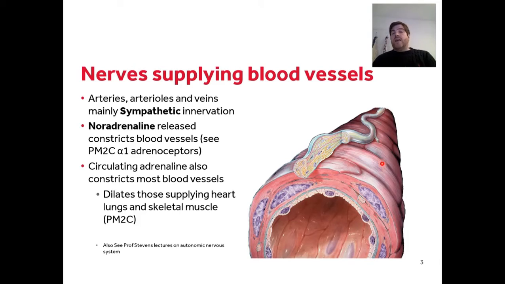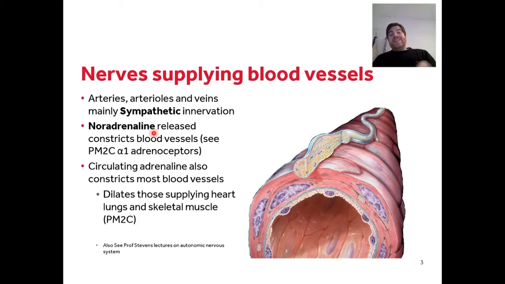And in this case, it is an artery, and you can see that this actually penetrates through the smooth muscle cell there as well. The noradrenaline released acts on alpha-1 adrenergic receptors, which constrict blood vessels. The main thing to remember is that sympathetic nerves release noradrenaline and constrict blood vessels.